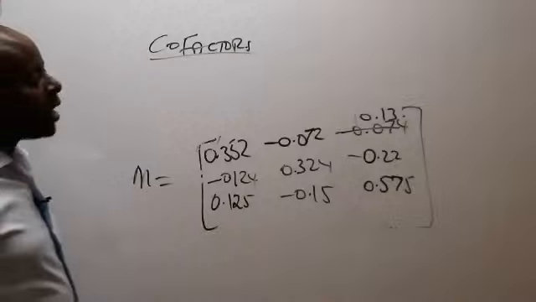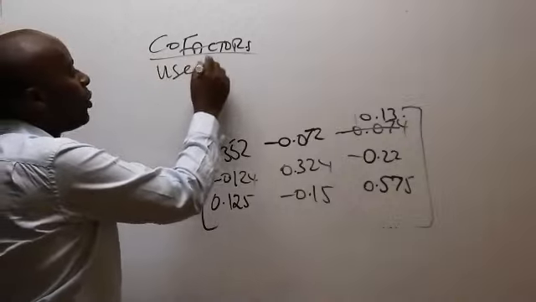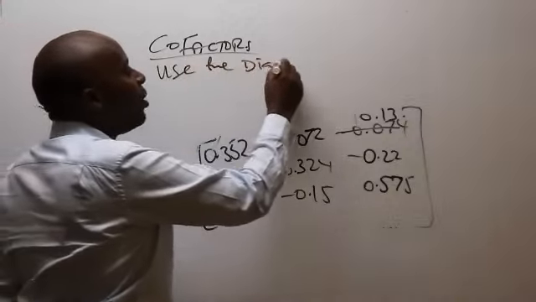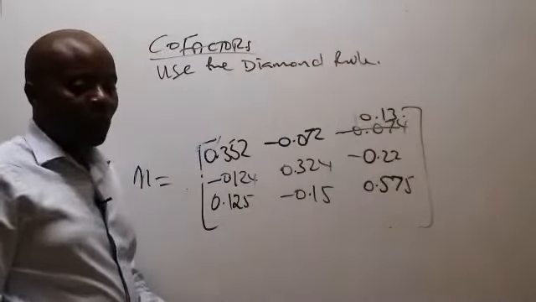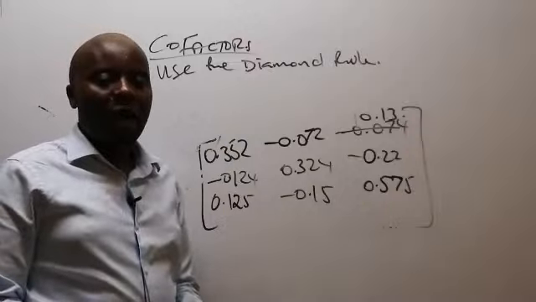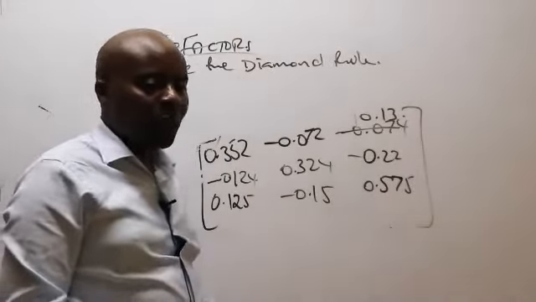Basically, to get cofactors, we use the diamond rule. We use the diamond rule. So you use the diamond rule, and at this particular juncture, I would want to know whether there is any of my students here who has ever seen a diamond, a real diamond.